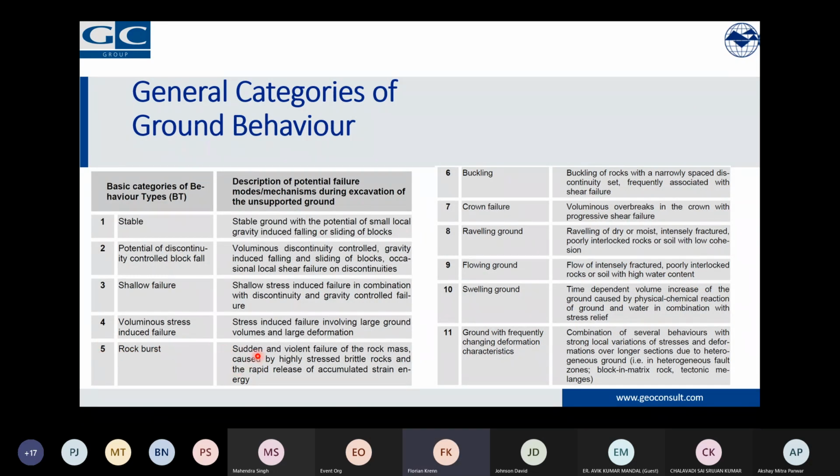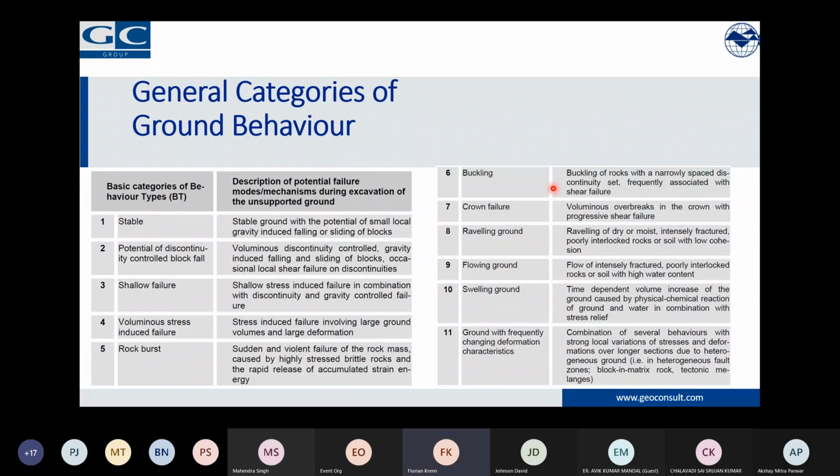Then one rather special behavior type is the rock burst, which is a sudden and violent failure of the rock mass, as if we take a sample of a relatively good rock into the uniaxial compression machine and load it, and don't stop when the rock starts breaking but push further, then this energy is loaded into the sample until it bursts. And this is specifically for highly stressed brittle rocks. And the energy release is relatively fast. That's why it will happen suddenly like a burst.